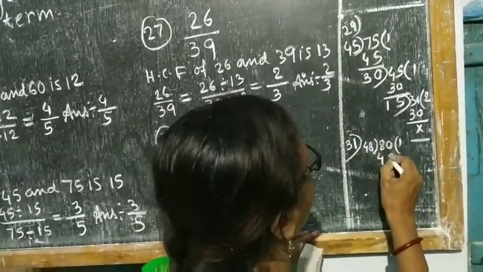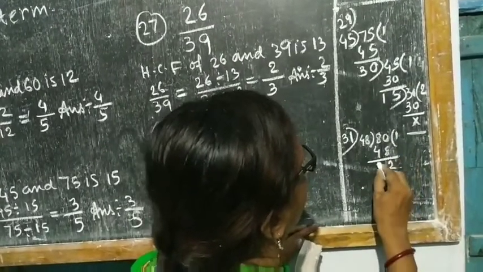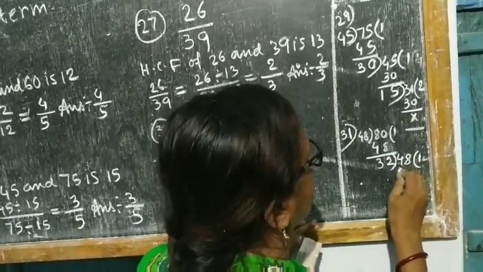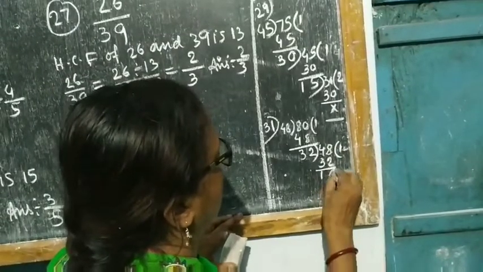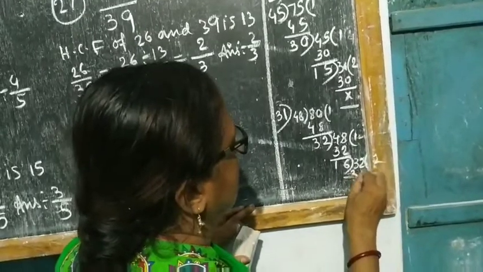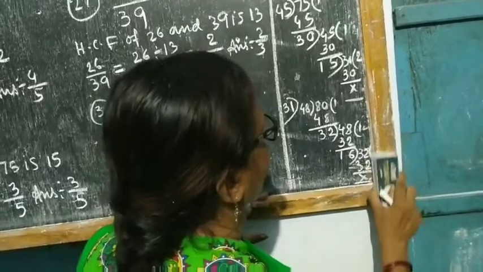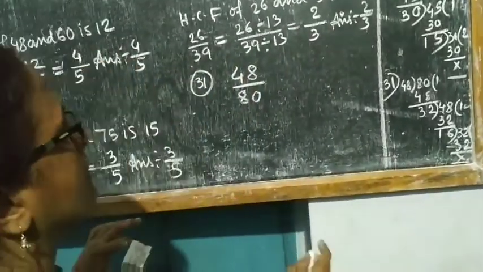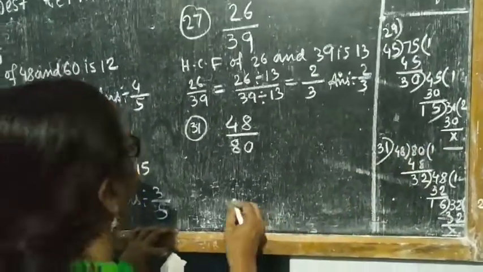48 ones are 48. So 10 minus 8, 2. 8 minus 5, 3. Again divide 48 by 32. 32 ones are 32. 8 minus 2, 6. 4 minus 3, 1. Again divide 32 by 16. 16 twos are 32. So 16 is the HCF of 48 and 80.